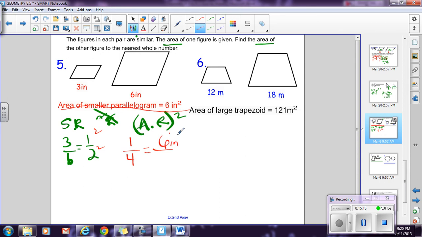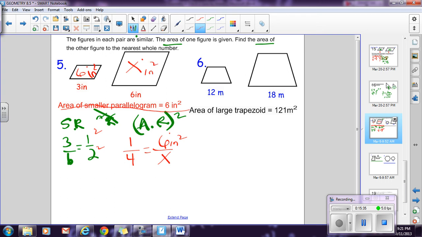I'm going to write inches squared just to make sure I know which unit of measurement I'm dealing with. And I'm going to put an X down here because I'm trying to figure out what this one is. This one I already know is 6 inches squared. This is going to be X inches squared. I'm not sure what it is yet.